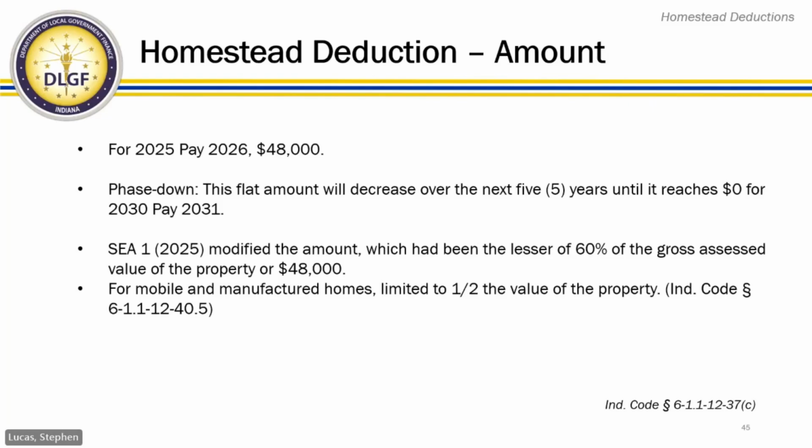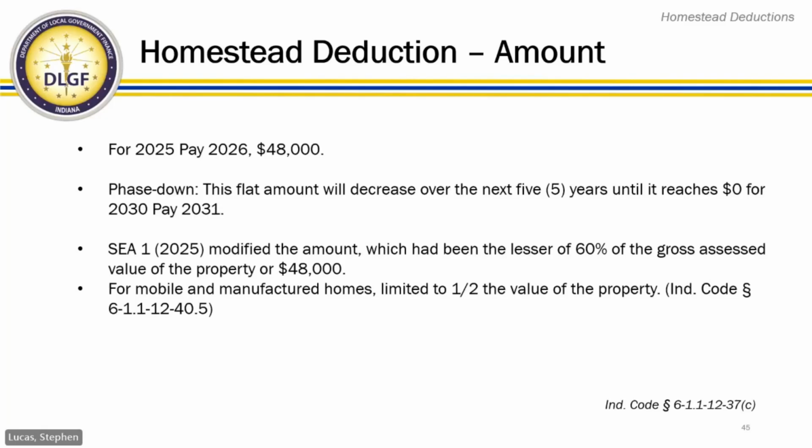So getting back into the amount of the standard deduction for pay 26, the amount is $48,000. Like I said, with the mortgage deduction going away, starting with pay 24, the homestead deduction amount was originally $45,000, or the lesser of $45,000 or 60% of the gross AV. With the mortgage deduction, that $3,000 was added to the homestead.